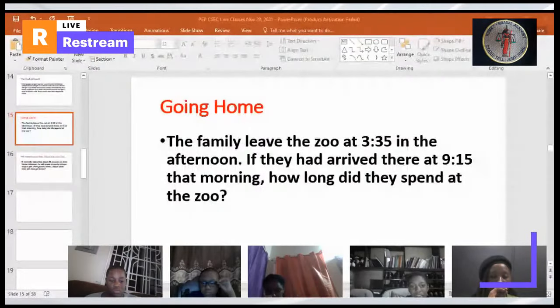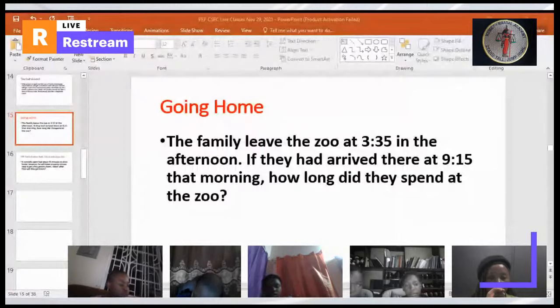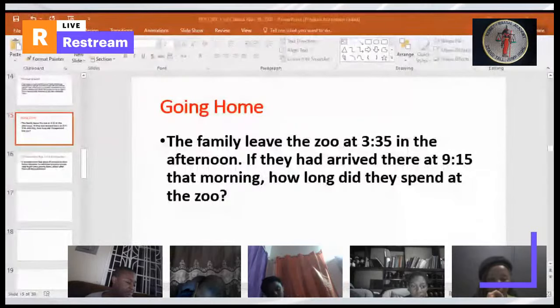The family leave the zoo at 3:35 in the afternoon. If they had arrived at 9:15 that morning, how long did they spend at the zoo?